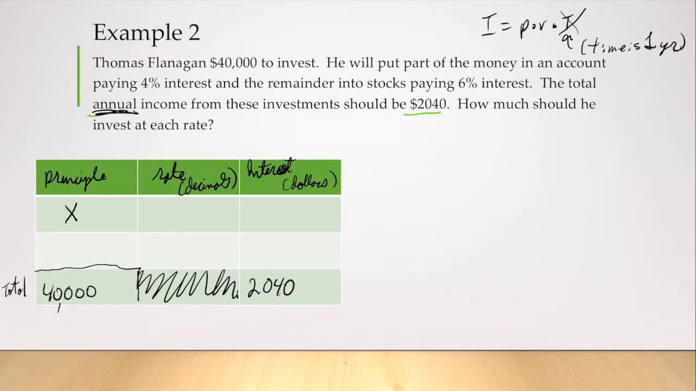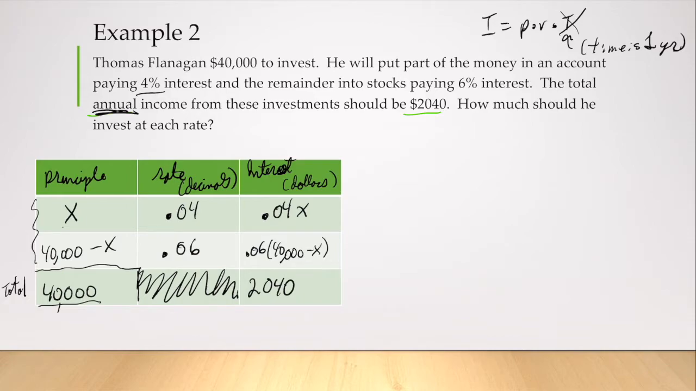So let's say I put X amount of money in the account paying 4% interest. So if I've got X times 0.04, my interest is 0.04X. Well, how much do I have left over? If I have $40,000 and I take away X, that leaves me with 40,000 minus X. And as you can see, if I was to add these two together, I'd get my total. And that's going to be the amount I'm investing at 0.06. So I'd have 0.06 times 40,000 minus X.